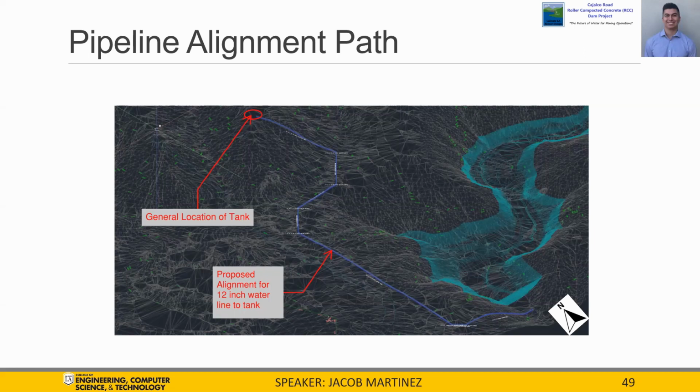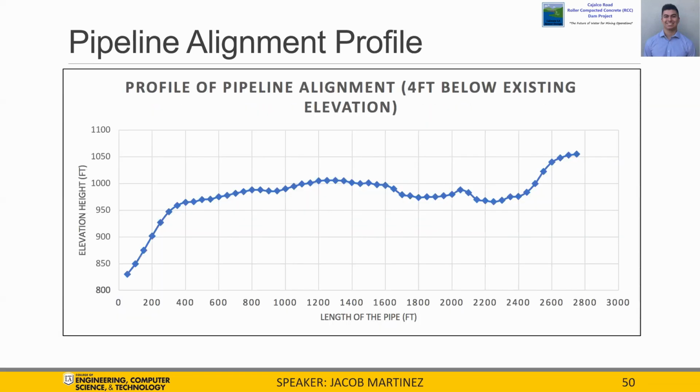The alignment will consist of 8 bends, all of which will be 45 degrees, allowing for minimal head loss within the pipeline. Since the alignment will intersect the access road, the pipeline will be installed 4 feet underground to ensure feasibility, as well as to keep the pipe from erosion due to weathering over the years. The image shown is the profile of the alignment. The average slope consists of an 8% incline.